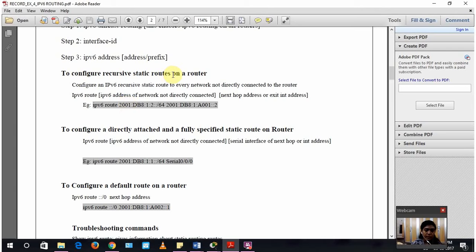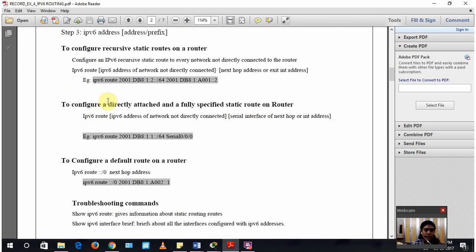To configure recursive static routes on a router, we give the command ipv6 route, followed by the IPv6 address of the network that is not directly connected, and following that I give the next hop address or the exit interface.